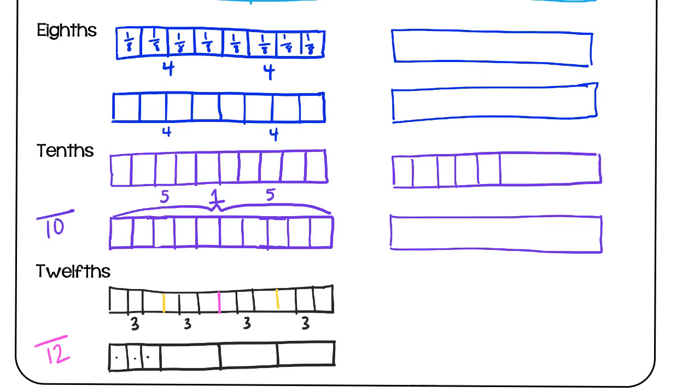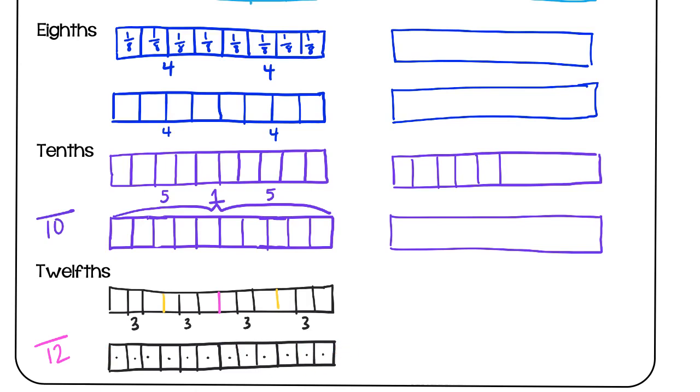1, 2, 3. 1, 2, 3. 1, 2, 3. 1, 2, 3. Now I have 1 12th, 2 12ths, 3 12ths, 4 12ths, 5 12ths, 6 12ths, 7 12ths, 8 12ths, 9 12ths, 10 12ths, 11 12ths, 12 12ths.